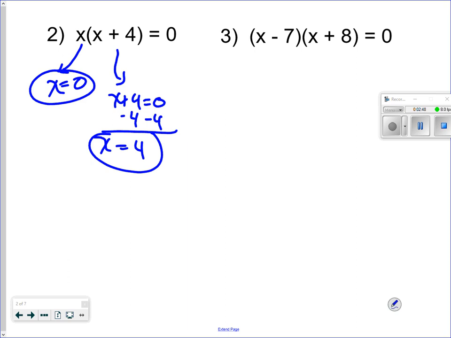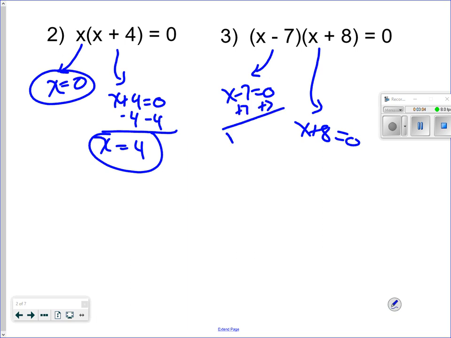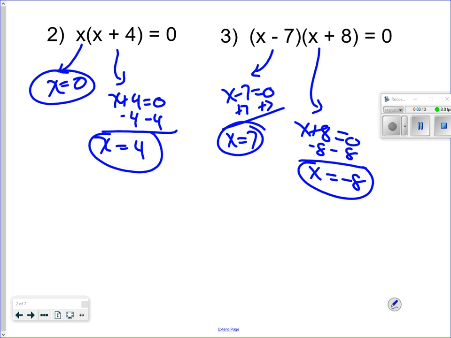All right, the next one, you're back up to two solutions again, so go ahead and pull each one of those out and solve each one of those. Add 7 and subtract 8. Two solutions are 7 and negative 8.